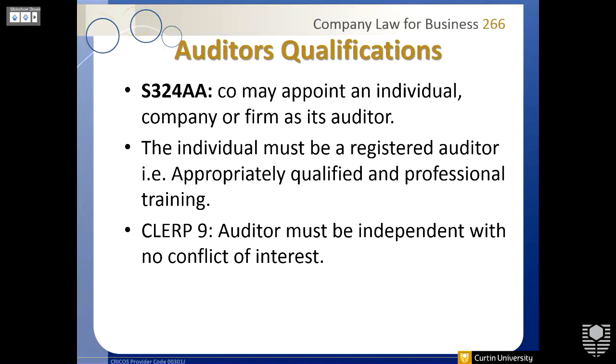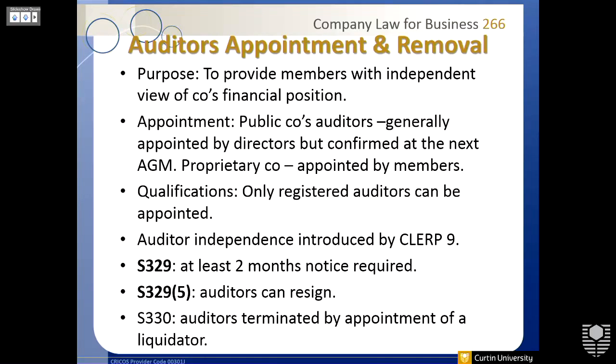Auditor's qualification. All right, section 324AA: a company may appoint an individual, company or firm as its auditor. The individual must be a registered auditor, appropriately qualified with professional training. The auditor must be independent with no conflict of interest. Normally a 3 marks question may sound insignificant to you, but it could make a difference to your results. It could be a high distinction versus a distinction, or a credit versus a distinction. I'm not going below that.